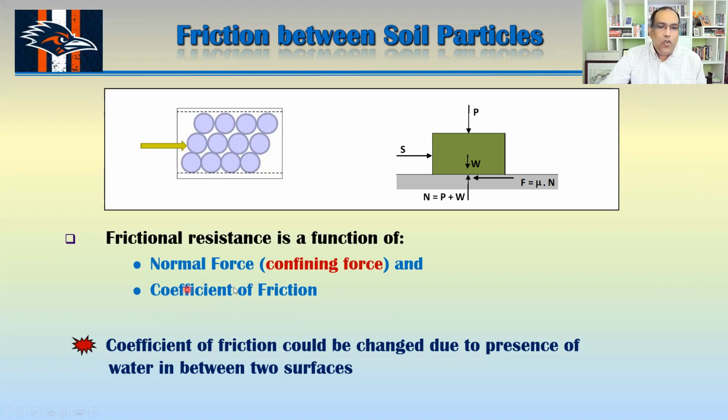Now, the second thing is the coefficient of friction: do these particles have a very plain surface, or an angular surface, or how are they connected to each other? Is it connected like this or like this? This one is easy to move, but if you have something like that, where interparticle bonding is very tight, then you cannot move that one, okay? Now, the coefficient of friction could be changed due to the presence of water between two surfaces. That's why we see that after the rain, the soil strength goes to a minimum. Okay.